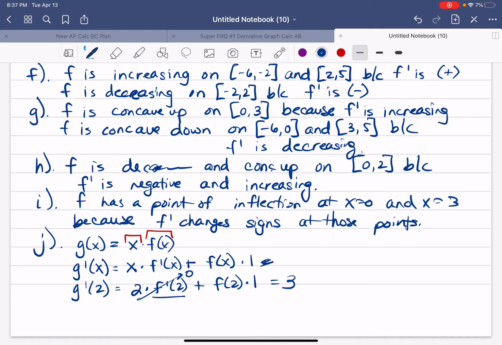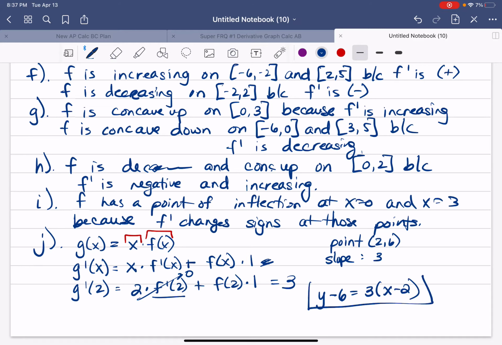So perfect. Our point, if I remember correctly, I don't remember correctly, was (2, 6). So our point is (2, 6), and our slope is 3. So when I create my point-slope form equation, it's y minus 6 is equal to the slope 3 times x minus 2, and I'm done there. Okay, perfect. We're almost done, guys. This is quite the super FRQ. Nice. So, what part was that? That was part K. Now let's do part L.